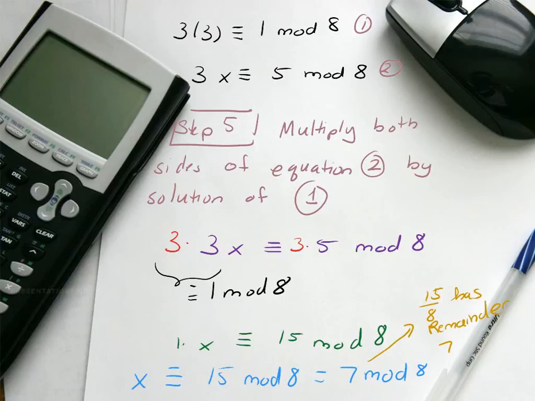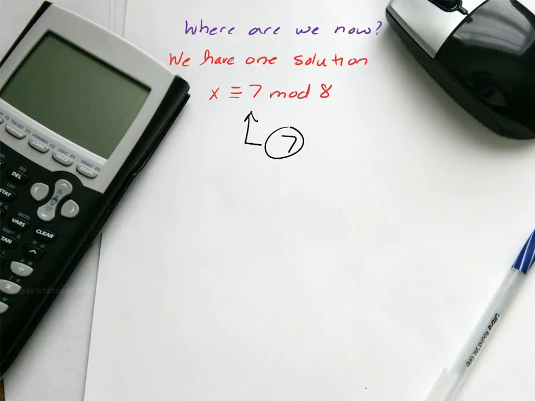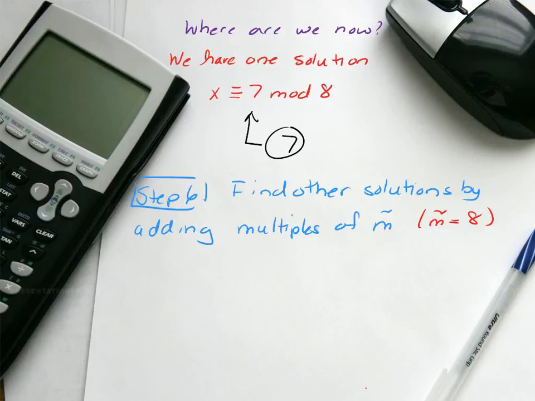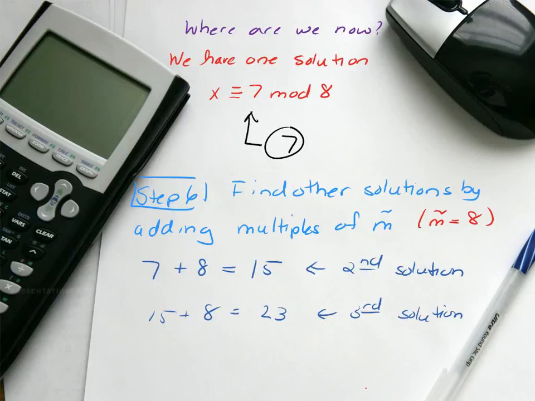15 divided by 8 has a remainder of 7. So where are we now? We got one solution. That's 7. So we find the other solutions by adding multiples of m tilde, which was 8. So 7 plus 8 is 15. That gives me the second solution. 15 plus 8 is 23. That gives me the third solution. That's how to find them. That's not the solution, this is how to find them.